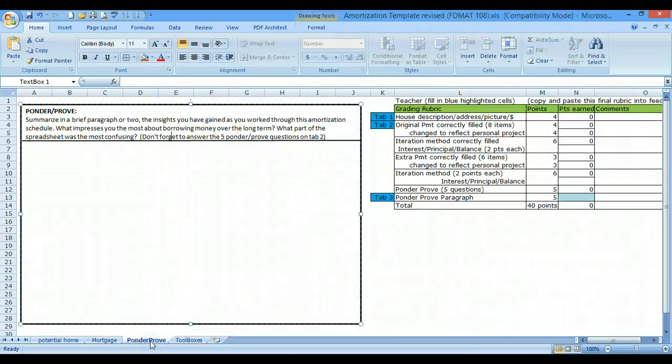Now the last tab that you need to actually fill in is the ponder proof. I'm looking for a paragraph. 1 line will not cut it. And then I will make comments along the way about what you did and what you may not have done. Then I'll copy and paste this into your feedback portion of the assignment.